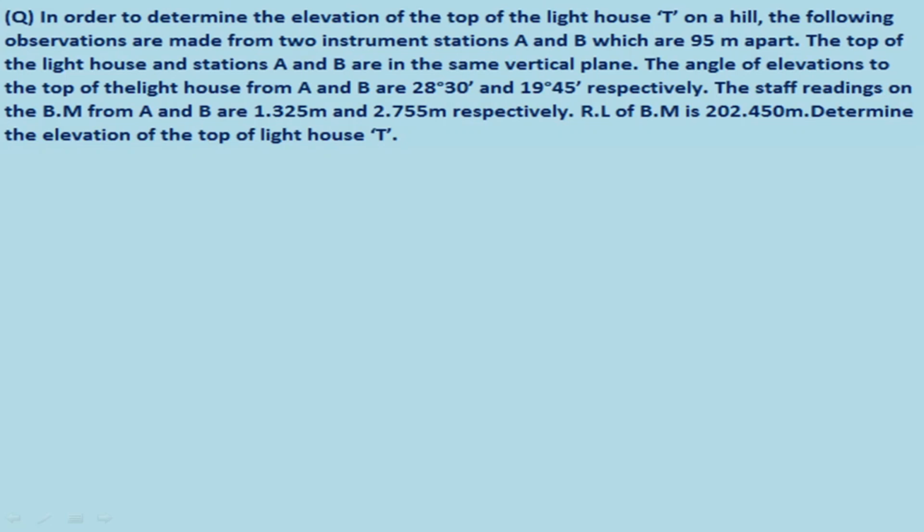In order to determine the elevation of the top of the lighthouse T on a hill, the following observations are made from two instrument stations A and B, which are 95 meters apart. The top of the lighthouse and stations A and B are in the same vertical plane. The angles of elevation to the top of the lighthouse from A and B are 28 degrees 30 minutes and 19 degrees 45 minutes respectively.